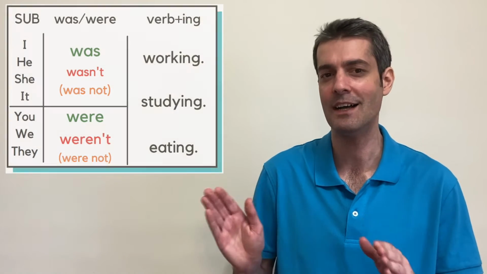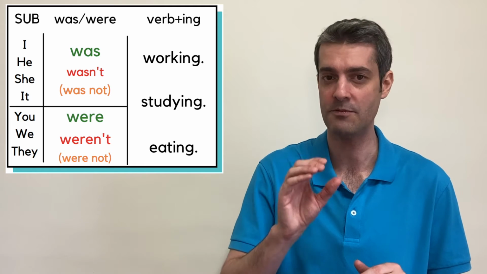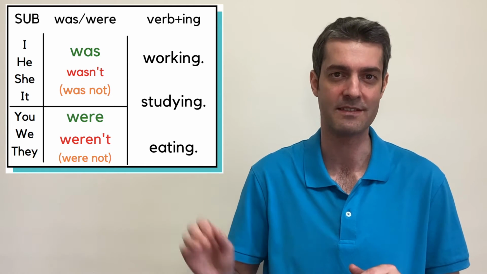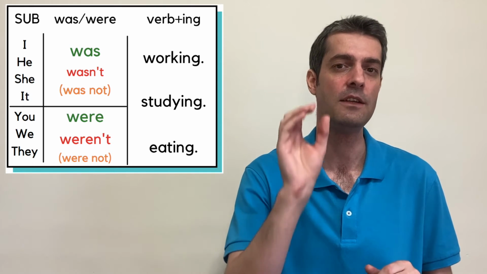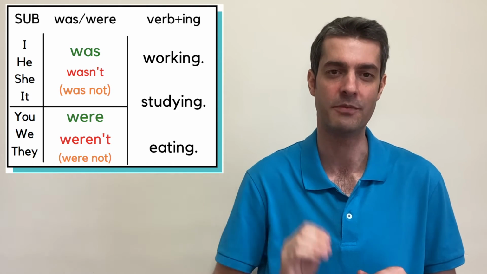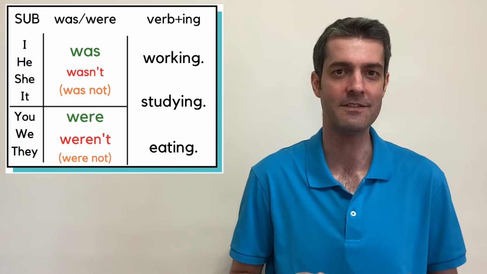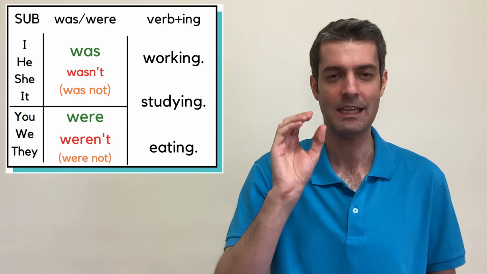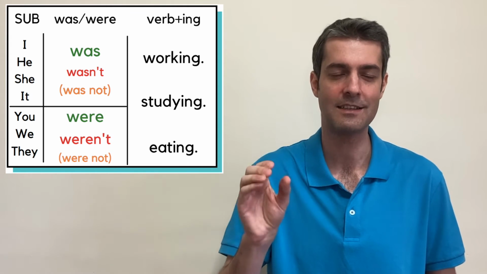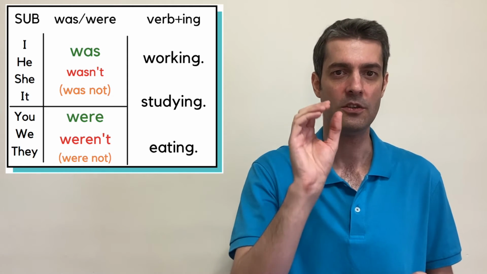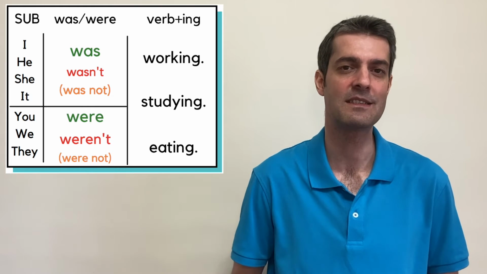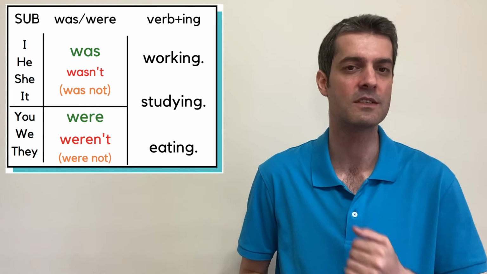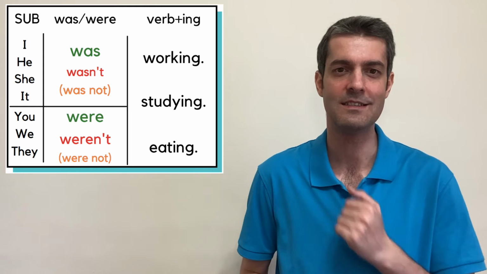When we're creating positive sentences, we have our subject, was or were, and a verb plus ing. So I, he, she, it was, verb plus ing, and you, we, they were, and verb plus ing. When creating negative sentences, we have I, he, she, it wasn't or was not, and a verb plus ing, or you, we, they weren't or were not, and a verb plus ing. Some example sentences are he was working, she wasn't eating, we weren't studying.